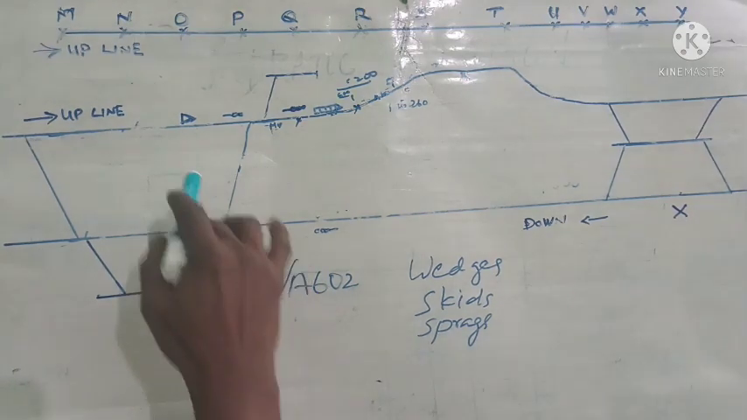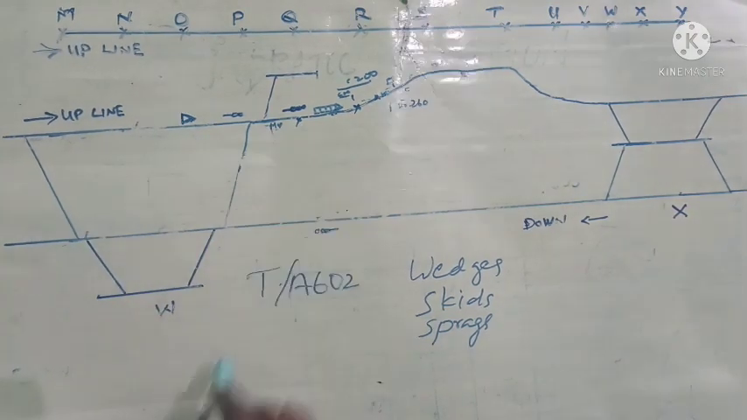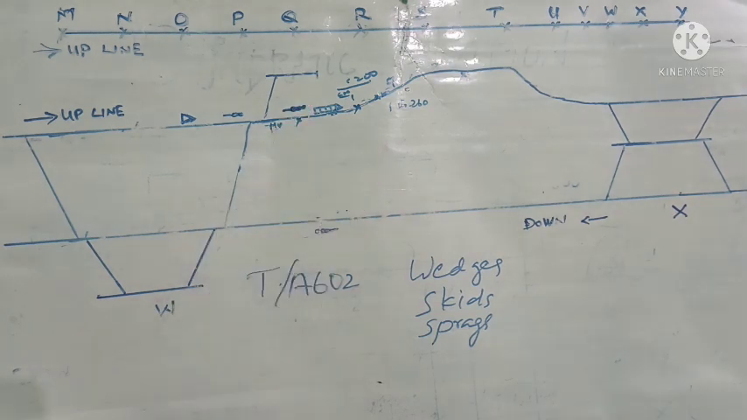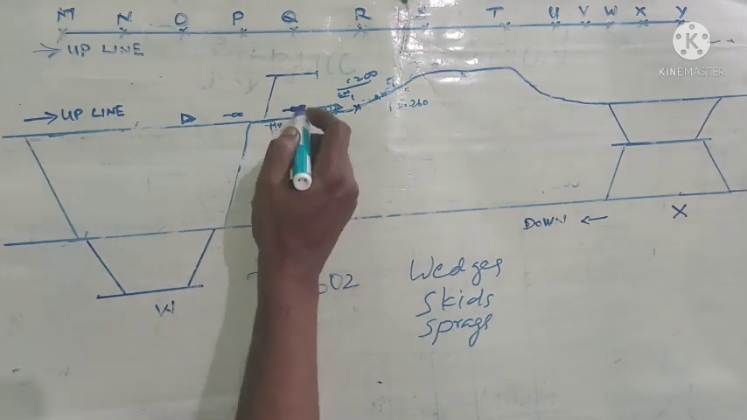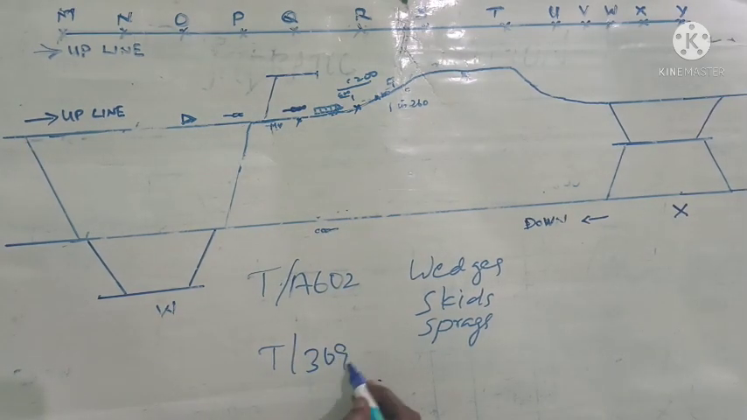T/A 602 will have the permission for this loco pilot to proceed to this section. Here it is the advanced starter that will be in the on position. For passing the stop signal at on, we normally use T/369 3B.